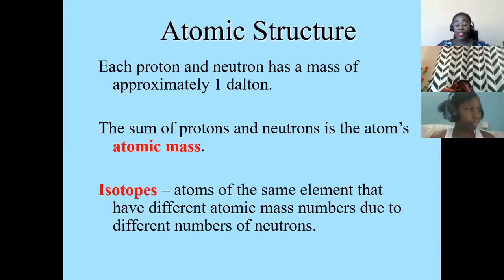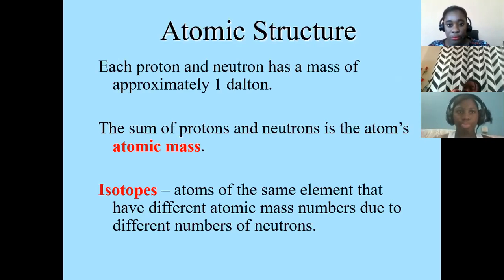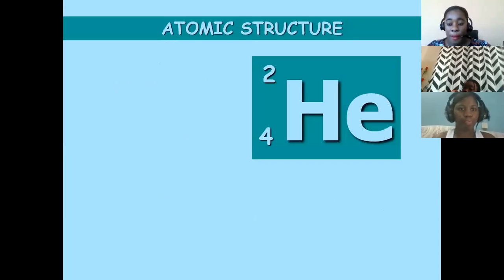And then we're going to look at isotopes. So write that down. When we talk about isotopes, we're talking about atoms of the same element that have different atomic mass number due to different number of neutrons. I'm going to send you this video so you'll have it to look back on.